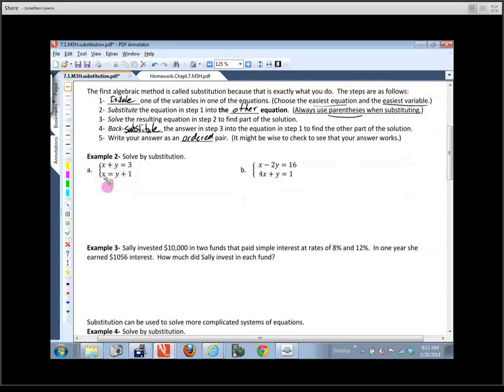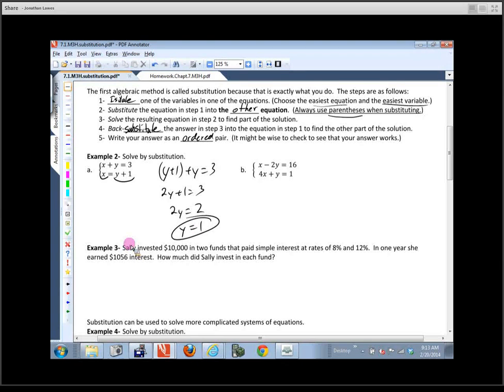This one is set up for substitution. If you already know what elimination is, okay, this one's set up for substitution. Go ahead and do it by substitution. So wherever there's an x, we're going to put a y plus 1, and we're going to do that in the first equation. So this is going to be y plus 1 plus y equals 3. This is going to be 2y plus 1 equals 3. So this is going to be 2y equals 2. So that means y equals 1. I've got one of the answers.